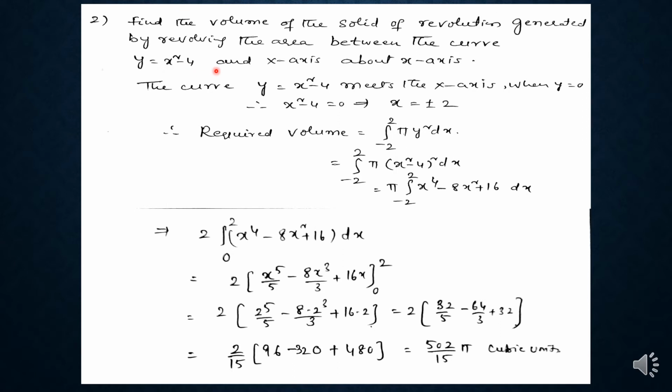So in this problem, the limits are not given, but it is given that the curve meets the x-axis. Here the curve is y is equal to x square minus 4 and the x-axis, about the x-axis. So here the curve meets the x-axis. So on the x-axis y is equal to 0. By putting y is equal to 0 in the equation, we get x square minus 4 is equal to 0. From this x square is equal to 4, that is x is equal to plus or minus 2. So the limits are minus 2 to plus 2.